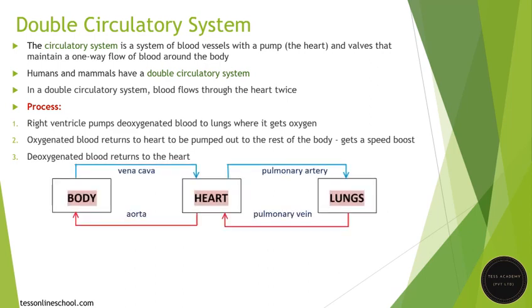As you can see through the diagram, the body, the heart, and the lungs are all interconnected. There are four main blood vessels that you need to be aware of. These are the vena cava, pulmonary artery, aorta, and pulmonary vein. We will return to this shortly.